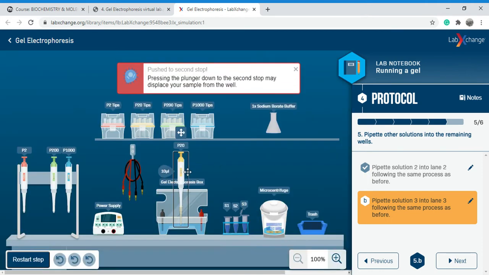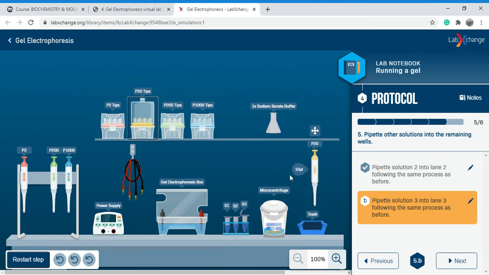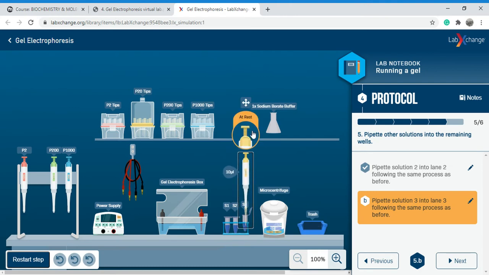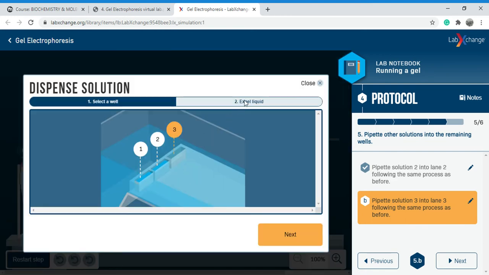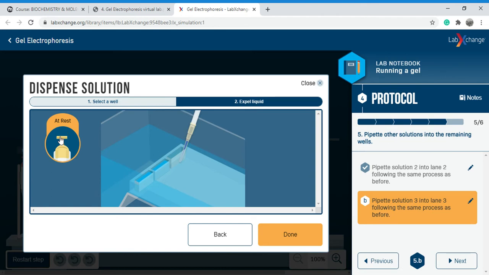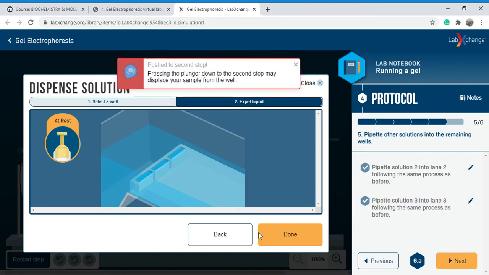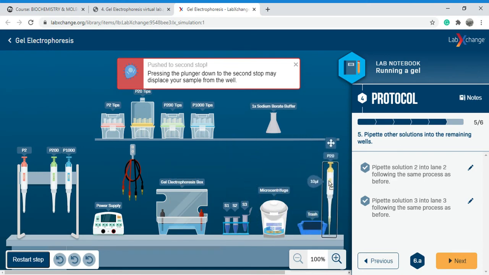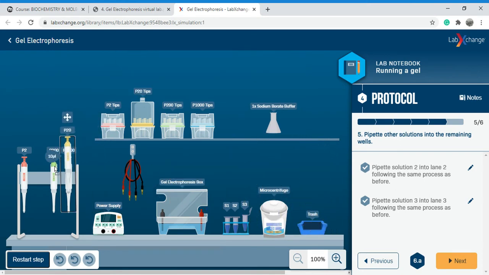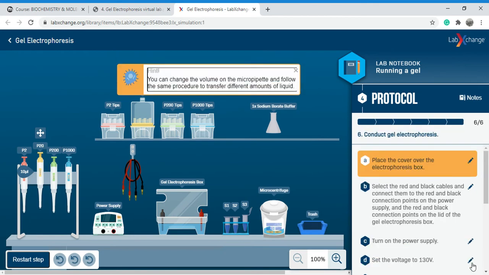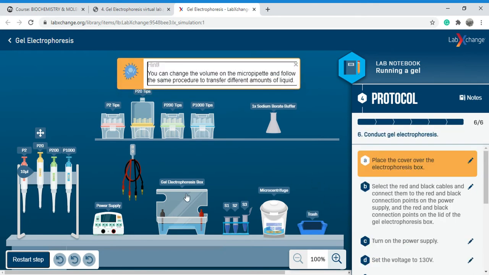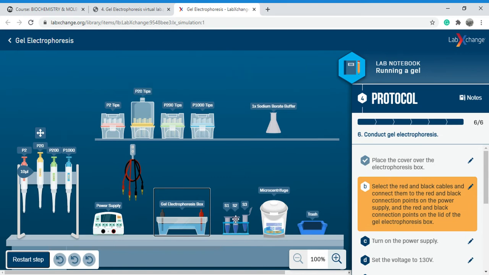Once that is done, we check the tip. So once that is done, we put it back into the trash can. We place back the P20. Now we move on to place the cover over the electrophoresis box. Select the red and black cable.